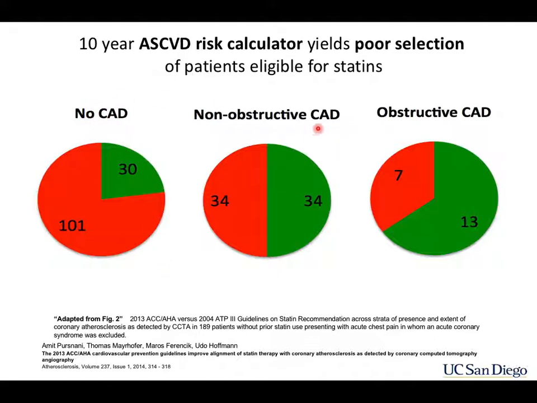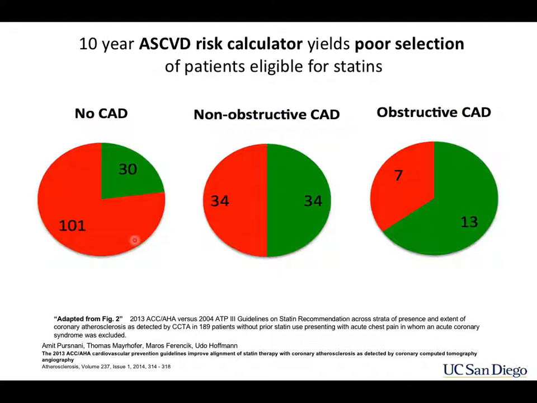So there are 3 buckets of patients according to their CT. First bucket, the patient was clean, didn't have any lesions in their coronaries, and there are 131 people in that bucket. In the second bucket, 68 people out of the 200 had non-obstructive lesions. That's anywhere from, say, 30% diameter stenosis to about 75. Obstructive CAD is 75% stenosis and above. So 20 people had actual obstructive lesions.